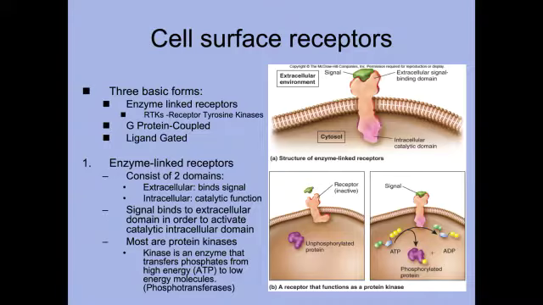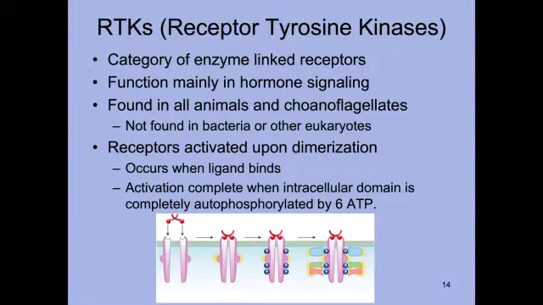So a kinase is a protein that's going to take a phosphate group from a high energy molecule like ATP or GTP, and transfer it to some other protein of lower energy. When that transfer is done, remember, some of that energy is going to be used to do some kind of work. So here are receptor tyrosine kinases. Their primary function is in hormone signaling. They are found in all animals and choanoflagellates, but they are not found in non-animal eukaryotic cells like plants, and they are also not found in prokaryotes.